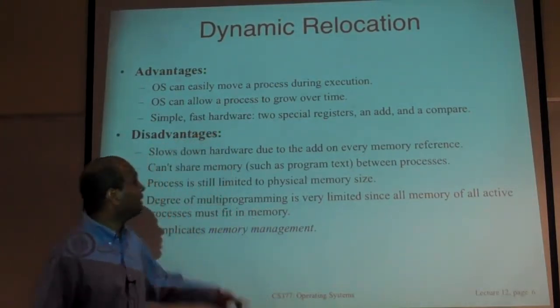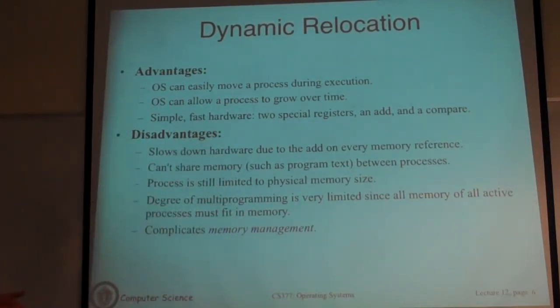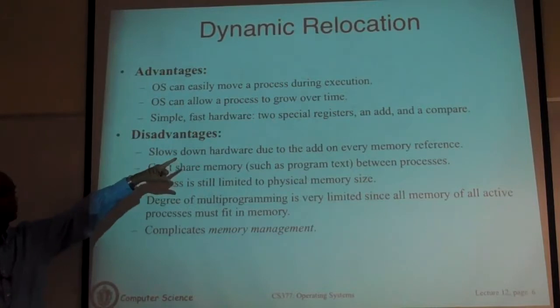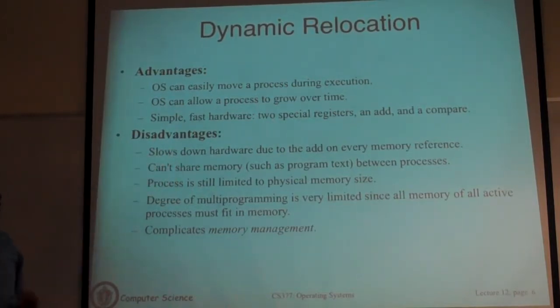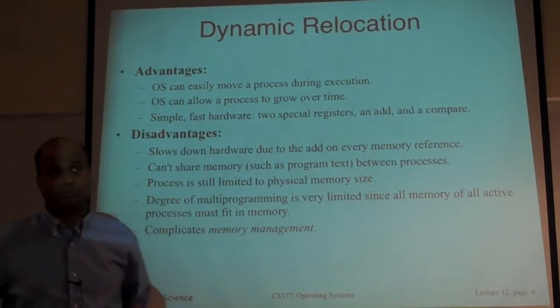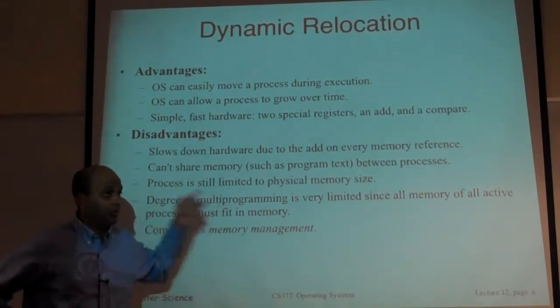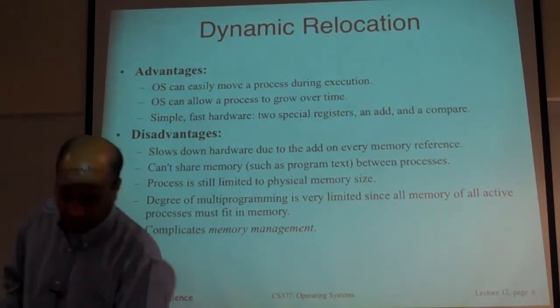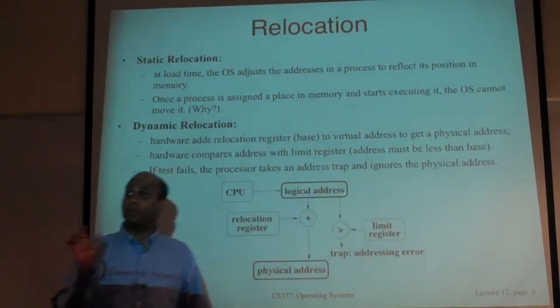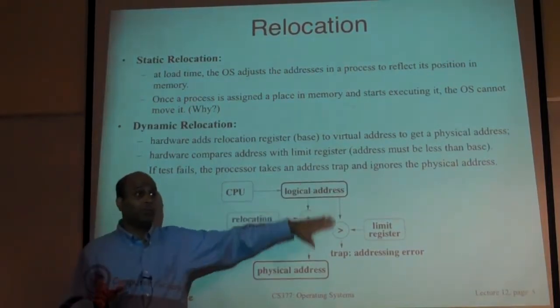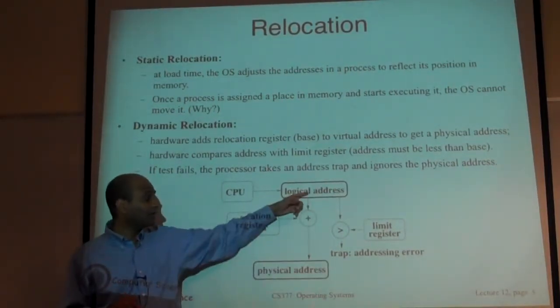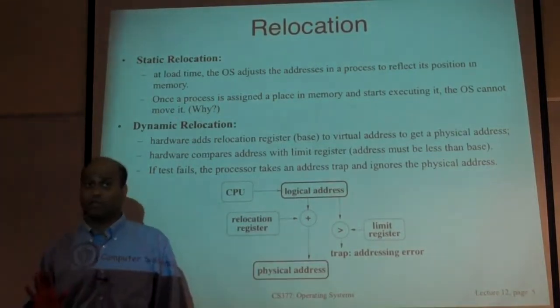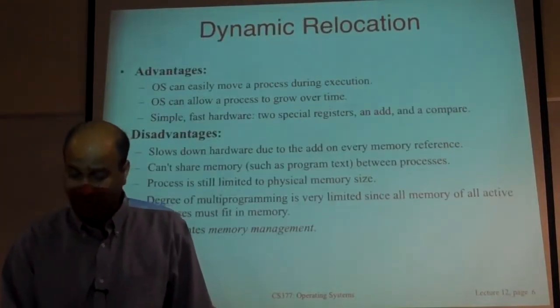Nevertheless, you can allow dynamic processes that grow and shrink by moving them if you do not have sufficient space. Simple hardware, that's all you need for dynamic relocation: two registers, an adder and a comparator. You need that hardware support, but it's not very expensive. It's relatively fast to implement in hardware. Disadvantages: there is going to be a slowdown. Although the hardware is fast, every time you execute an instruction that has a memory operand, that memory operand will have to go through this logic to translate it from logical to physical addresses. There's somewhat of a slowdown, not a whole lot, but nevertheless there is some.